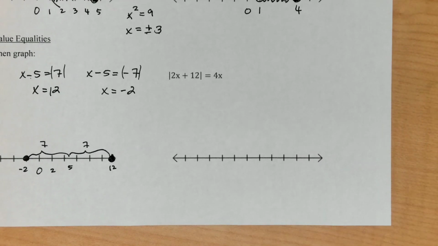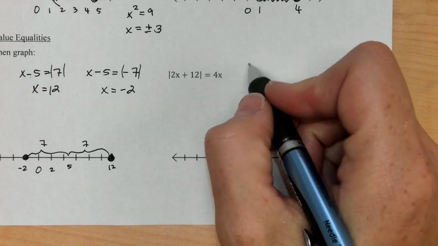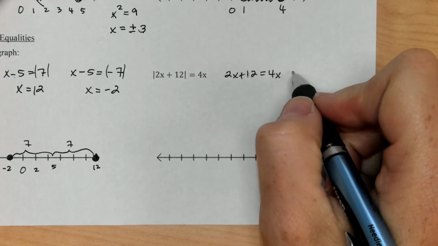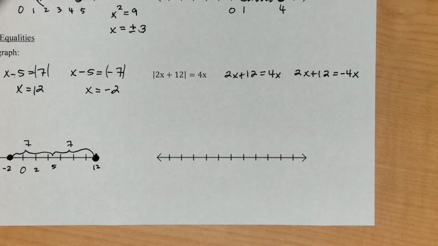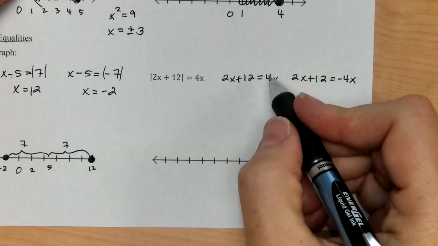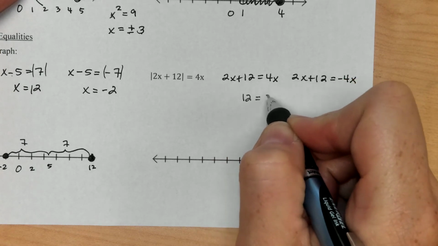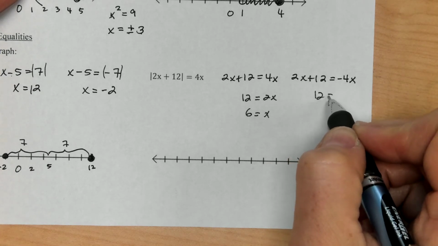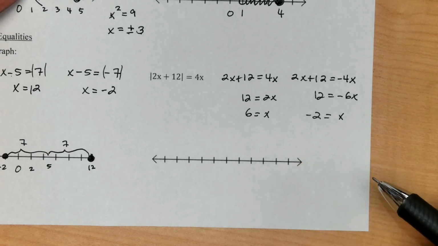Let's try the other one, increasing the difficulty a tiny bit in your solving. The two different things that could happen are that the 2x plus 12 could be 4x, and the 2x plus 12 could also be -4x. Either one could end up working because of the absolute value. Remember, it turns everything positive. Solving each of these individually, we'll subtract our 2x over, and x is 6. And then we'll subtract our 2x over, but this time we get -6x, and then our x is -2. So those are the two values that we've got.